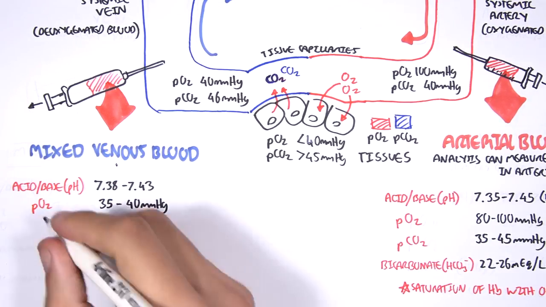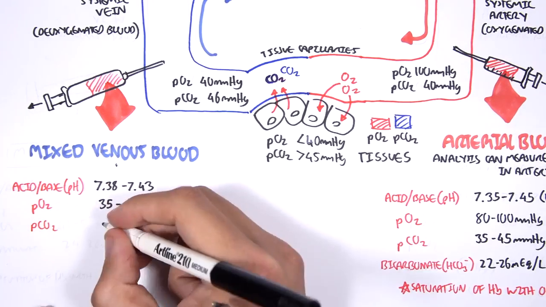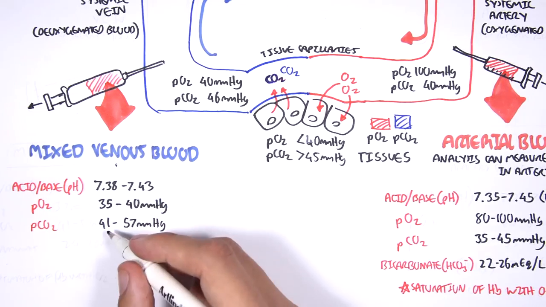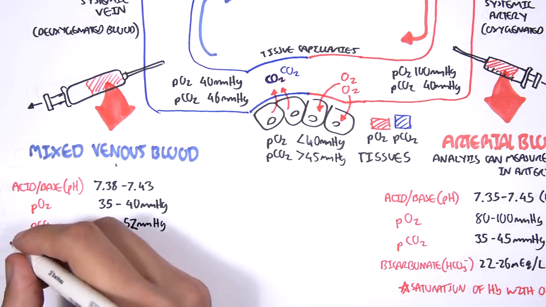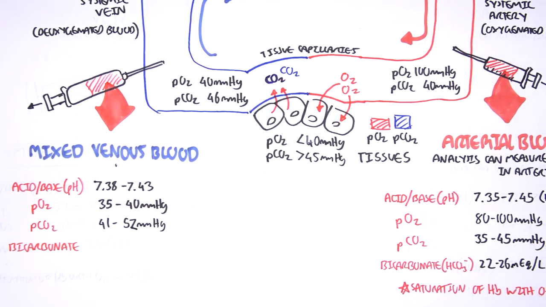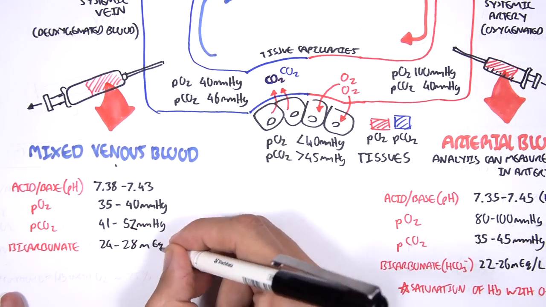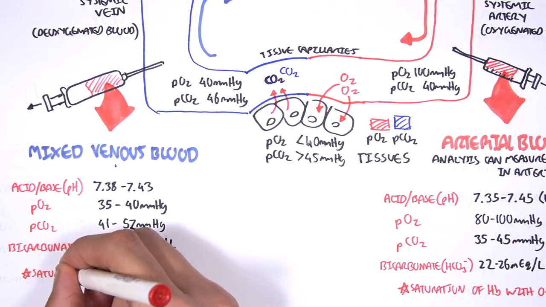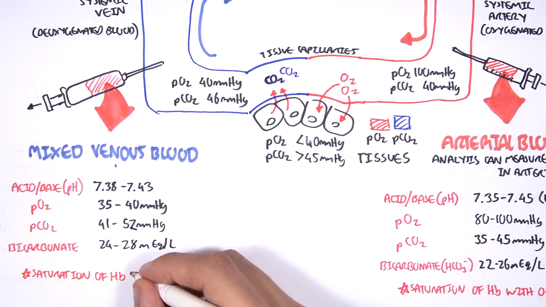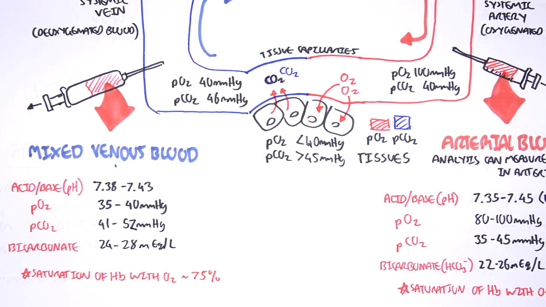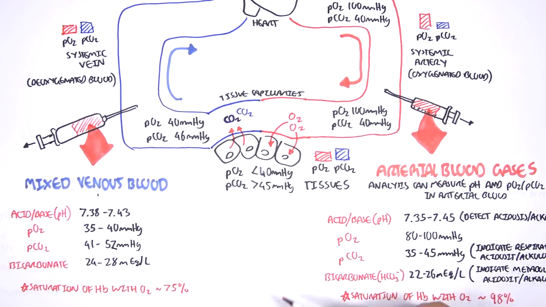The partial pressure of carbon dioxide in the venous blood analysis is between 41 and 52 millimeters mercury, and this is normal as well because we have an increase in carbon dioxide. And the bicarbonate level is between 24 and 28. This is because bicarbonate will try to neutralize the acidity due to the carbon dioxide. An important thing to note is the saturation of hemoglobin in venous blood is about 75%. And this is because oxygen has been used up by the tissues again.